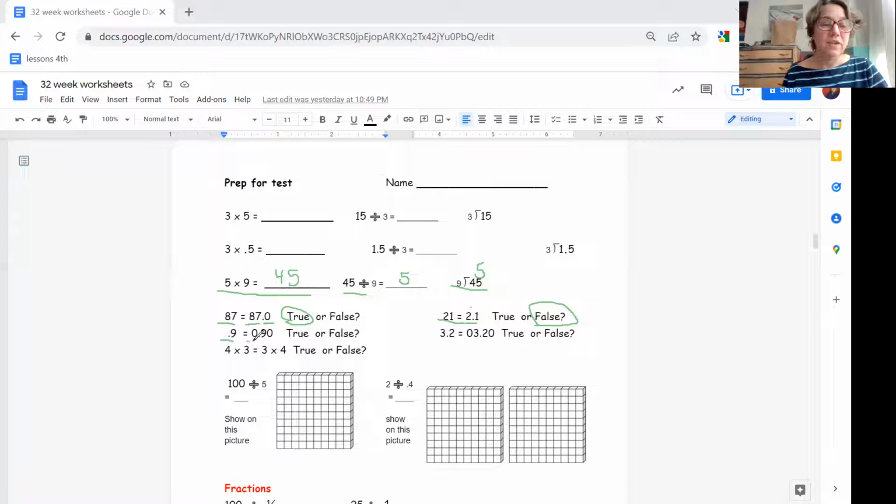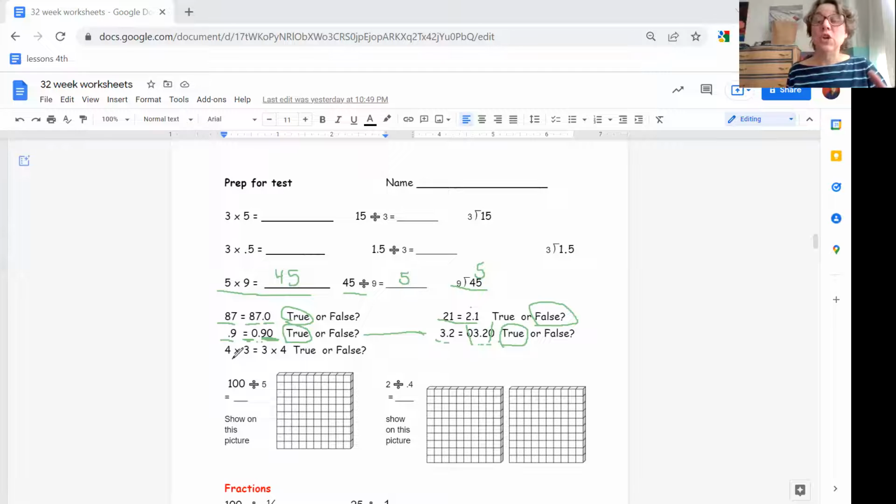0.9 is 0.90. Yes, we can add any number of zeros after the point that we want. We can add any number on the left also. It's still the same. Okay, please remember these are the same and true. All right, what about that? So this and this, the same question. 3.2 is 3.20. True or false? Yes, we don't need to look at those. It is true.